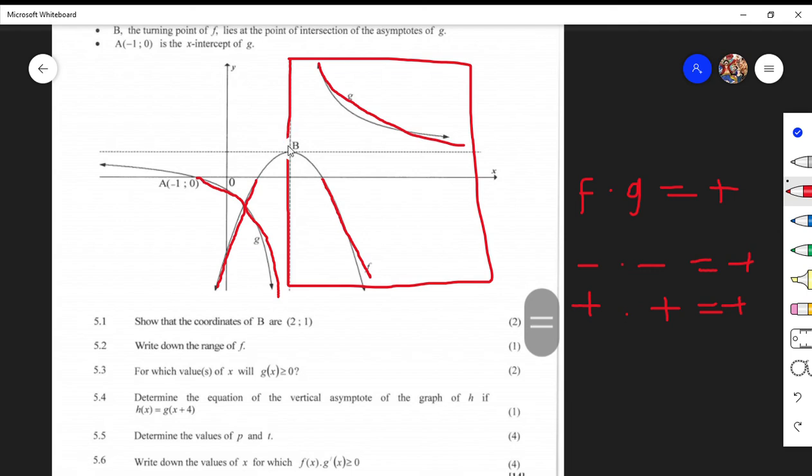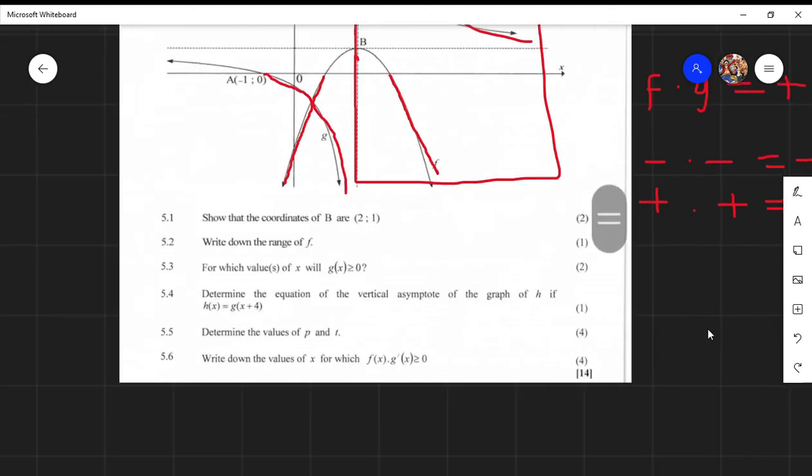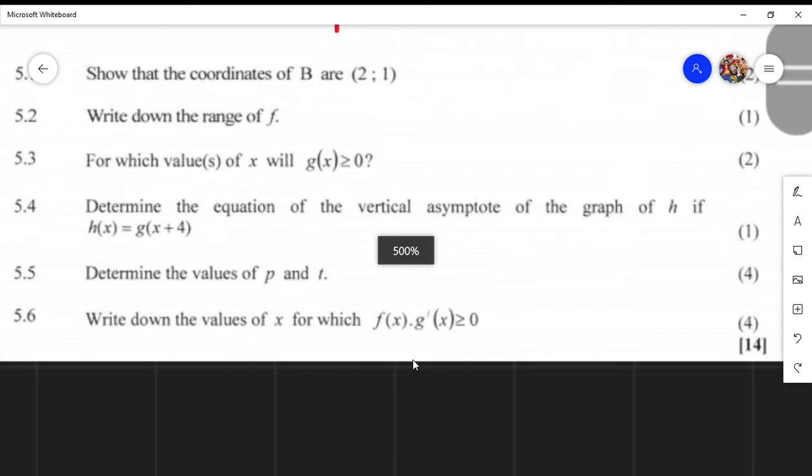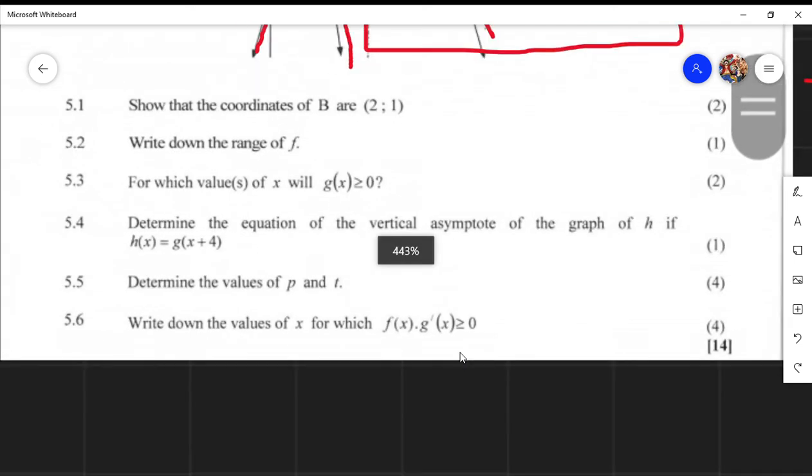Sorry, you were saying? Wait, let me zoom in, sorry. Oh yeah, you are right. It is the derivative of G. Sorry, I didn't see that.